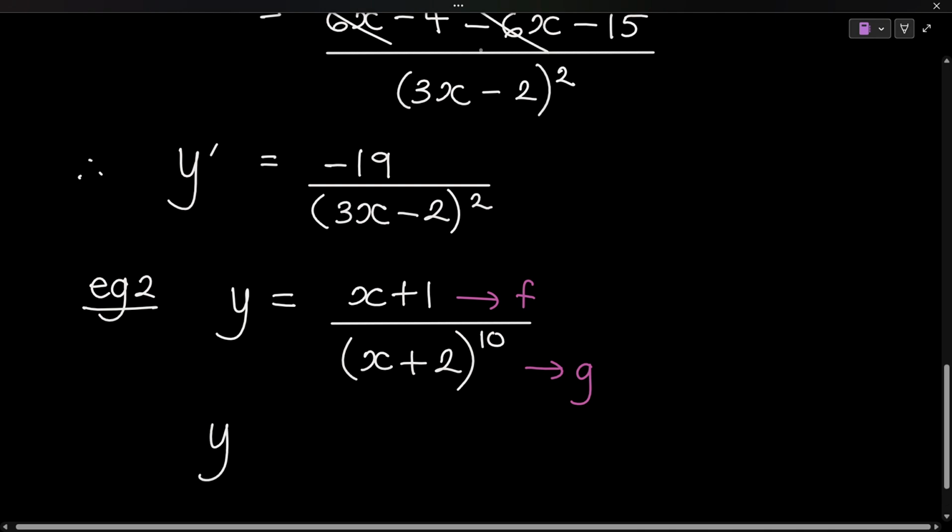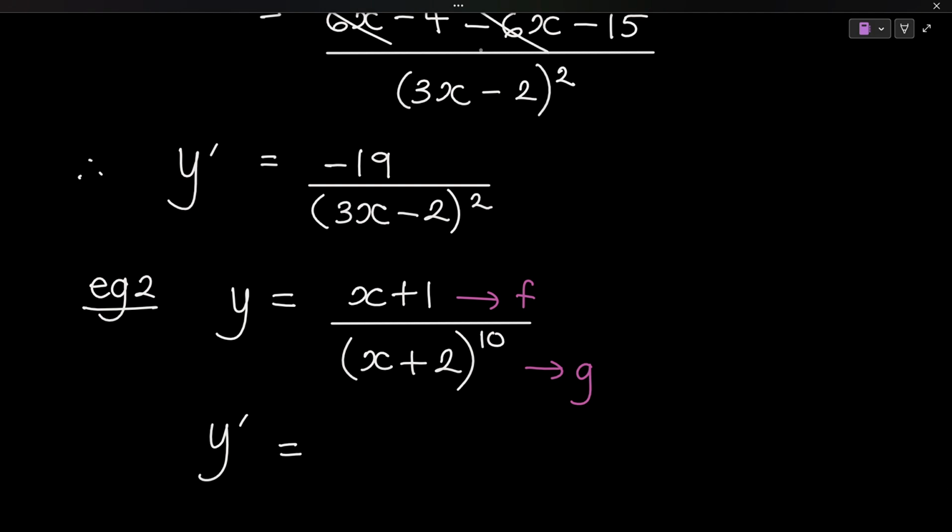So y prime is equal to, remember it's f prime times g, so we're going to differentiate the numerator. The derivative of x is 1, the derivative of positive 1 is 0, so that just leaves us with 1. F prime times g, we're going to keep g as is. Then we put a minus sign, we keep the numerator as is, so we keep f as is, and we now differentiate the denominator. So we differentiate g.